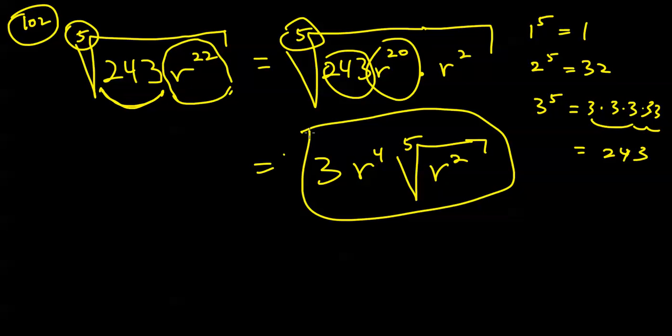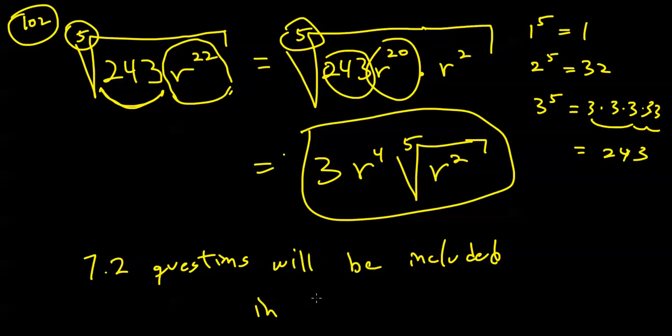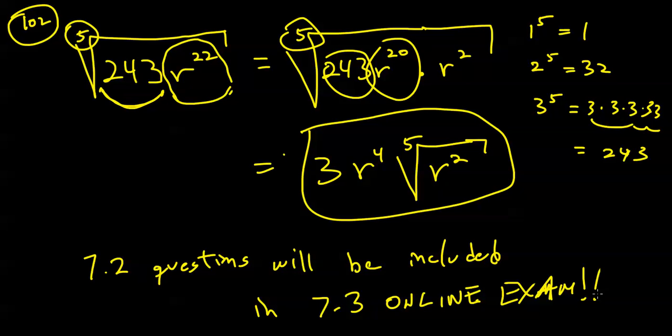And I think we're reaching the 24-minute point, so we'll call it a day. And again, please be sure to know that 7.2 questions, rational exponents, will be included in the 7.3 online exam. Okay? Alright, so this concludes section 7.3, simplifying radical expressions.